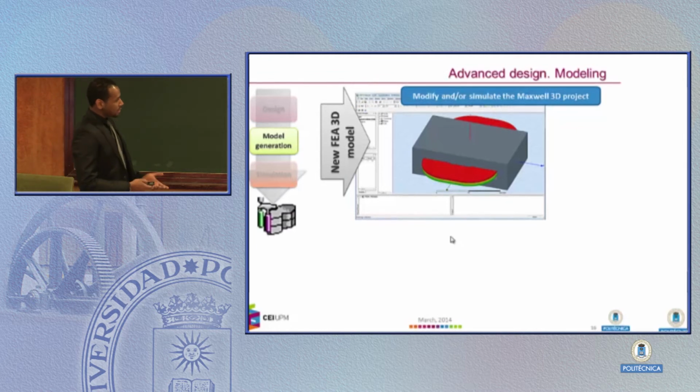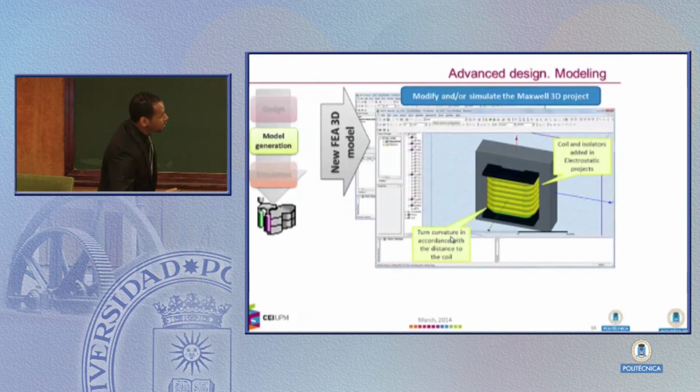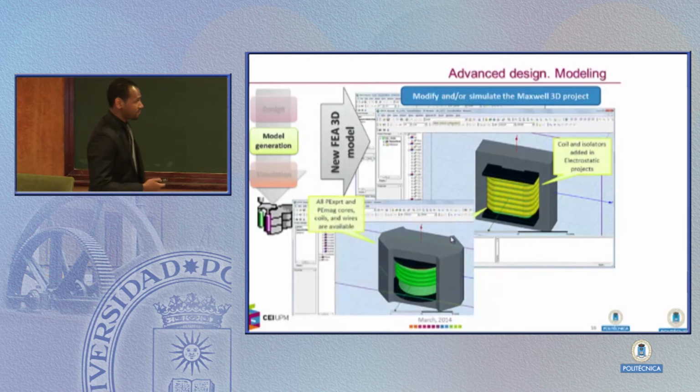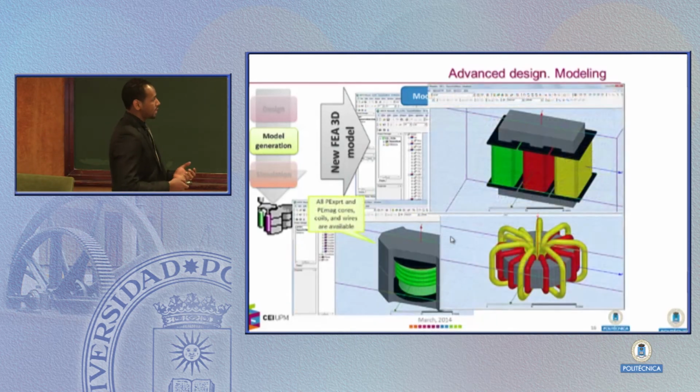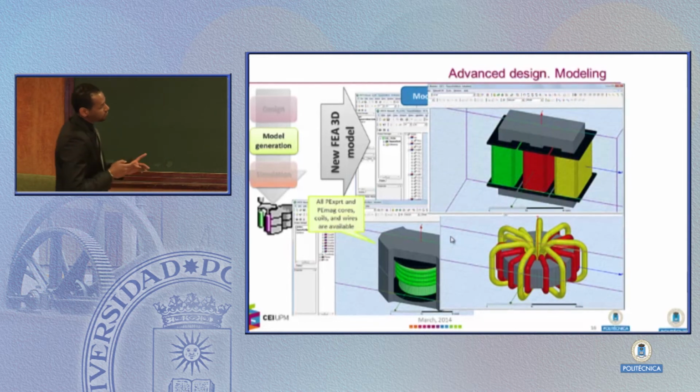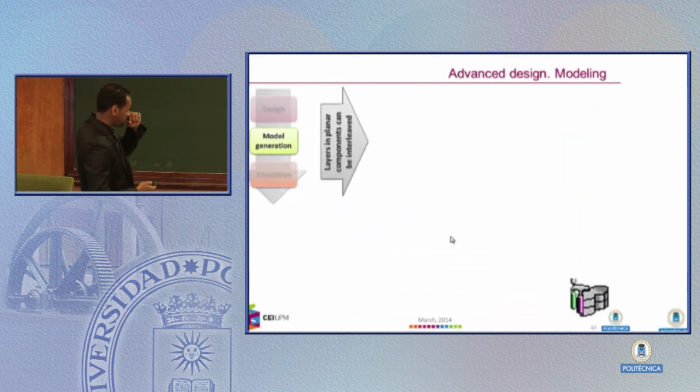Also, in this analysis, the coil and the insulator information is included in the model, and the curvature of the turn is defined in accordance to its distance from the coil. That gives a very realistic model. Also, all PSPR and PMA cores, coils, and wires are available for this 3D modeling. And this will also be available in future releases of PSPR.